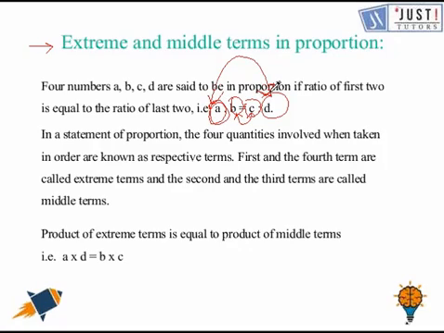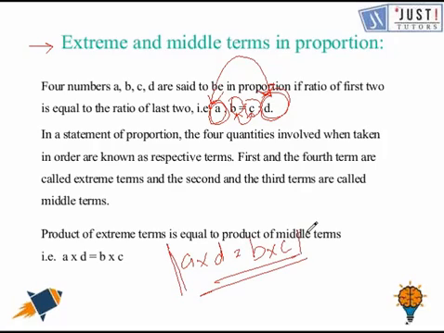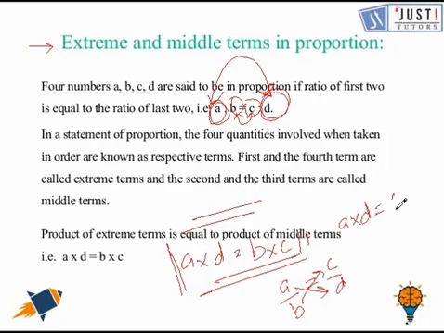So A times D is the same as B times C. This is what the proportion says to us, that A times D is the same as B times C. This is because we can write proportion in the form of ratio as well, like this. Then we cross multiply the terms. This gives A cross D is the same as C cross B. Or we can say the multiplication of the two extreme numbers is the same as the multiplication of the two middle numbers.